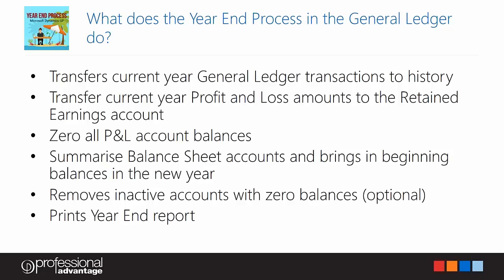In the year-end closing window, you will also see the option to remove inactive accounts with zero balances. It also prints the year-end closing report, which lists accounts that were closed and the transactions that were created to close those accounts. So you may save this report for your company's permanent records because this report cannot be reprinted.